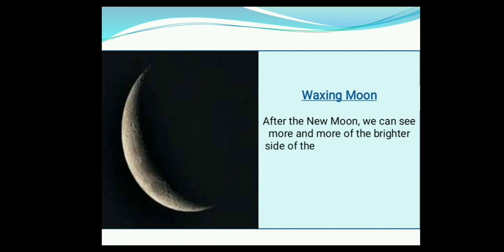After the new moon, we can see more and more of the bright side of the moon. This phase of the moon is called the waxing moon. So what is the meaning of waxing? Waxing means growing. The waxing moon will grow a little bigger every night until it reaches its next phase, the full moon.